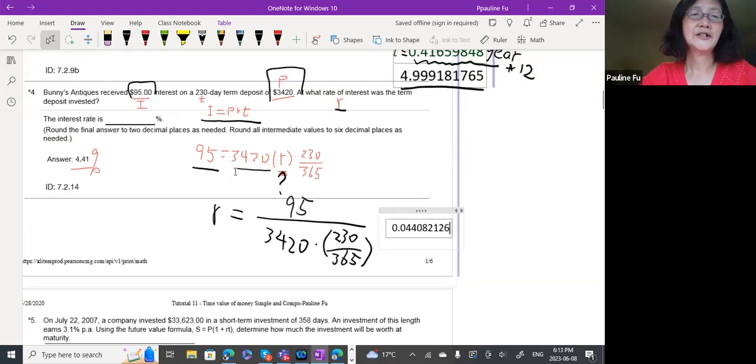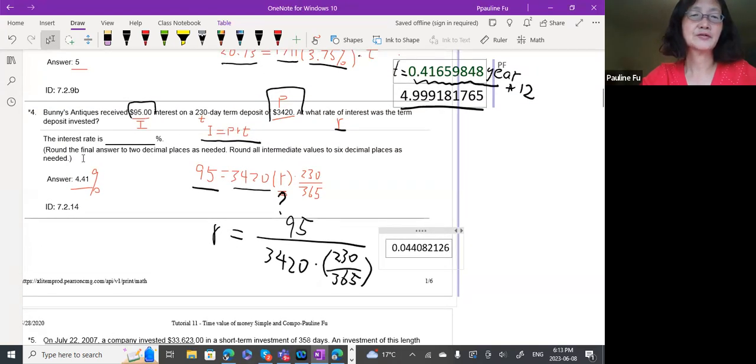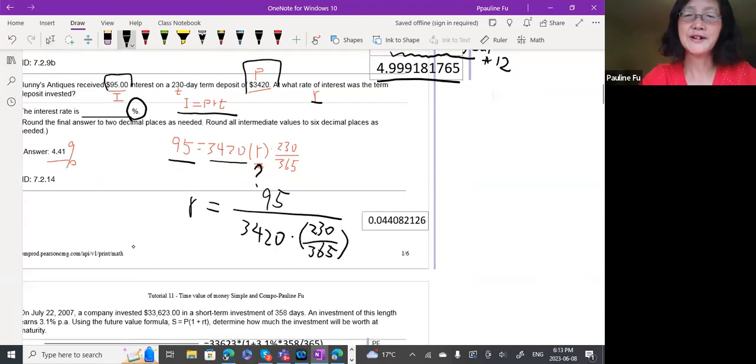And then the answer asks you in percent. Round the final answer to 3 decimals. So this is the unit. The question asks you the interest rate is how much percent. So you have to translate this decimal to percent. Move decimal to right 2 places. You got 4.408%, but it said keep 2 decimals, so 4.41%.